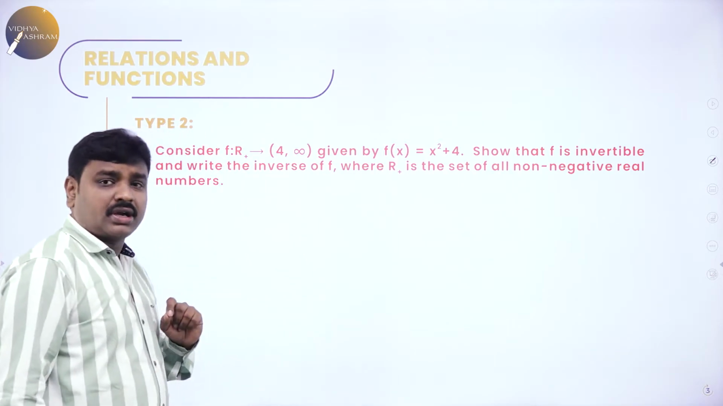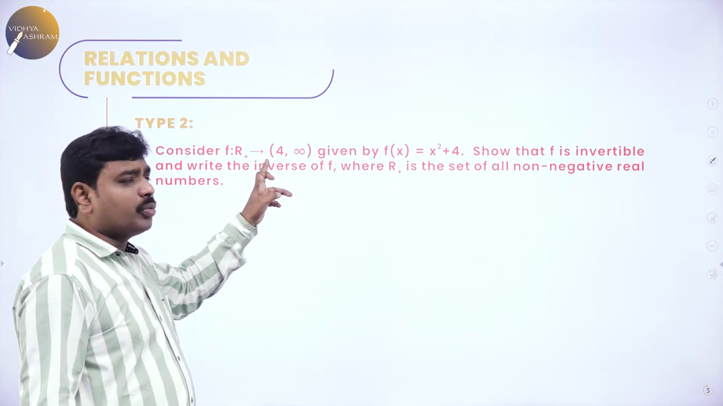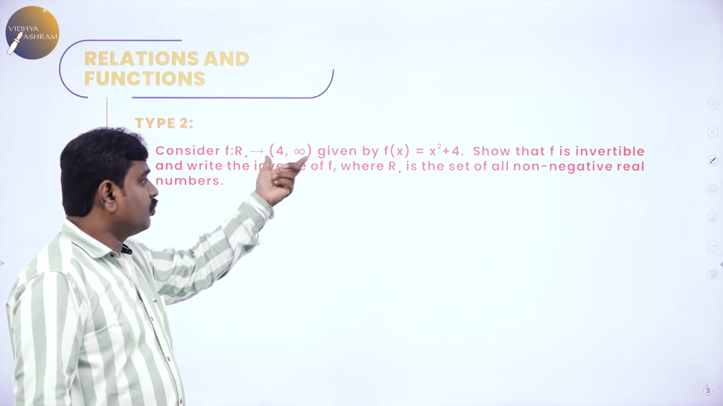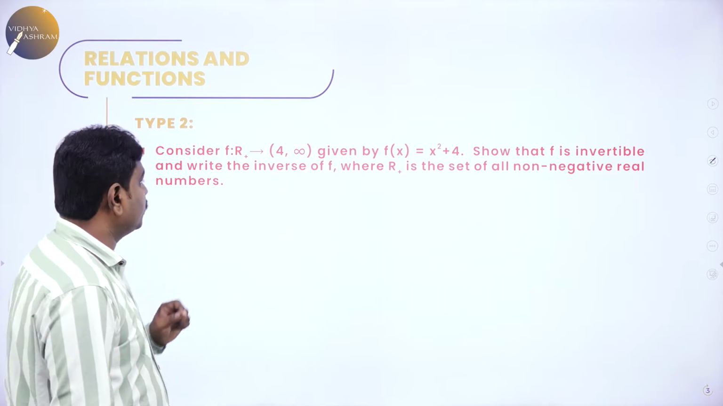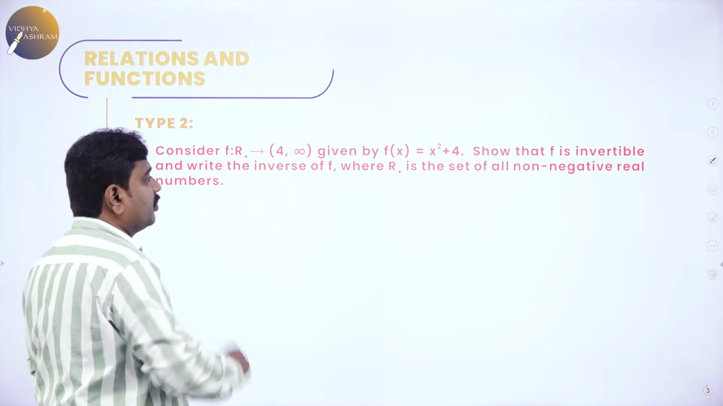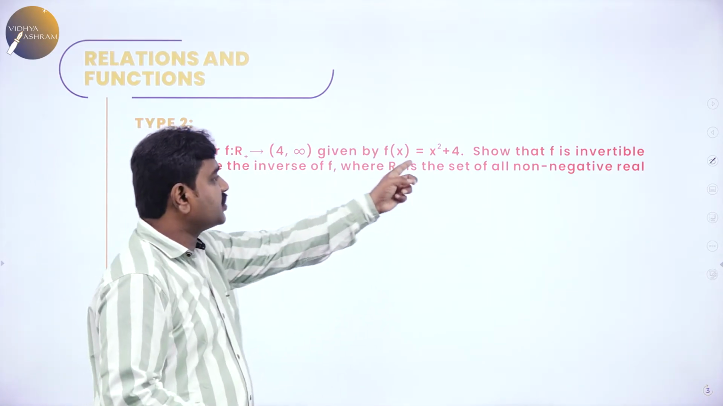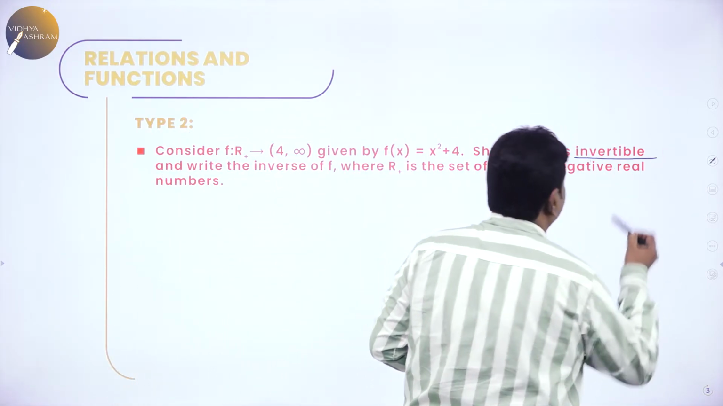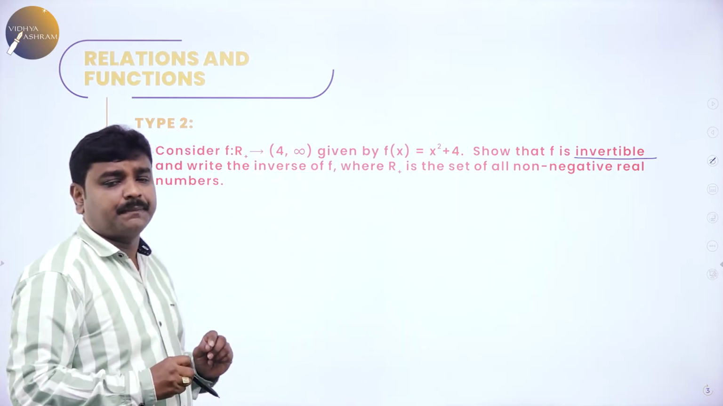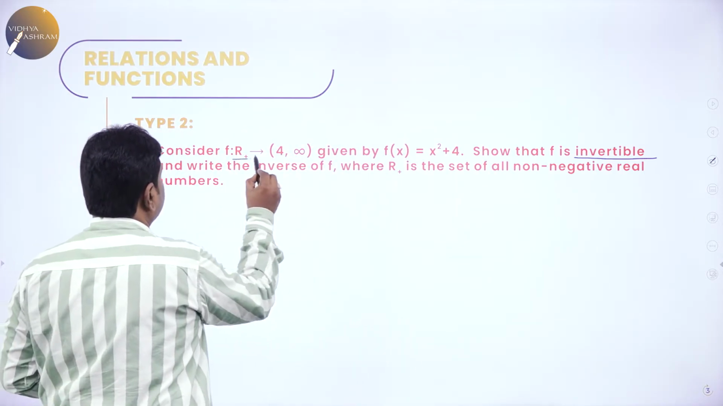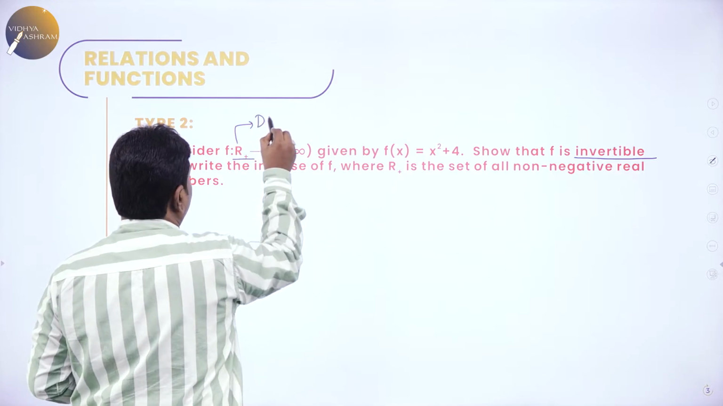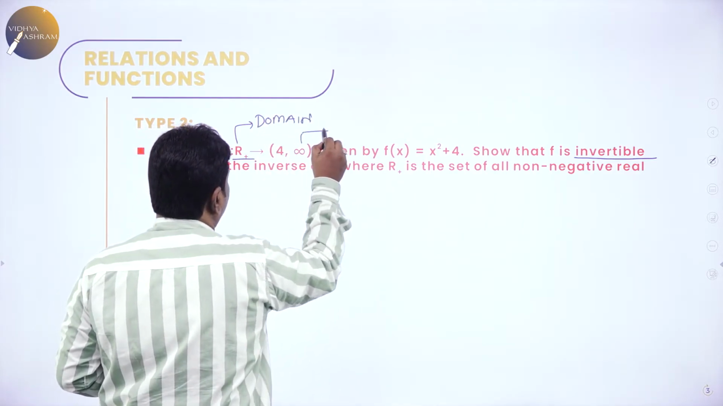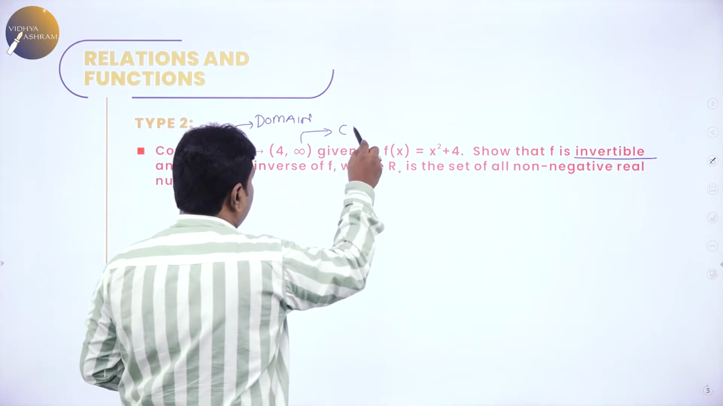R plus is the domain, non-negative real numbers, and the codomain starts from 4 to infinity, leaving 4, the open interval 4 to infinity. Now coming to this, this is domain, this is codomain, and f of x is given. What is f of x? x square plus 4. And they want you to prove, show that the function is invertible. This first set R plus is called the domain, and the open interval 4 to infinity is the codomain.